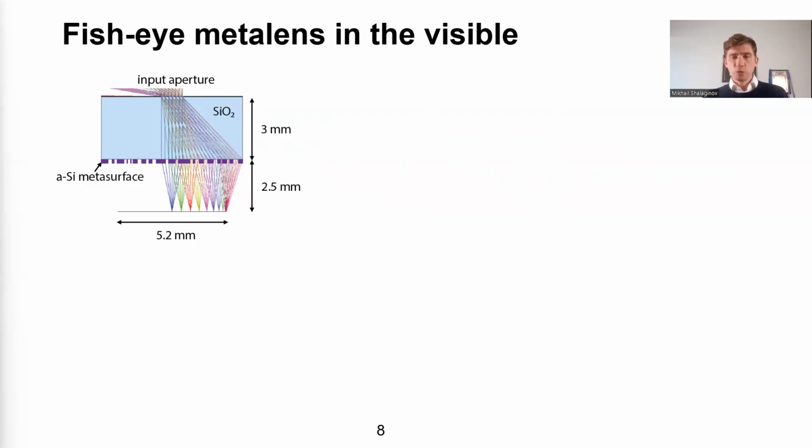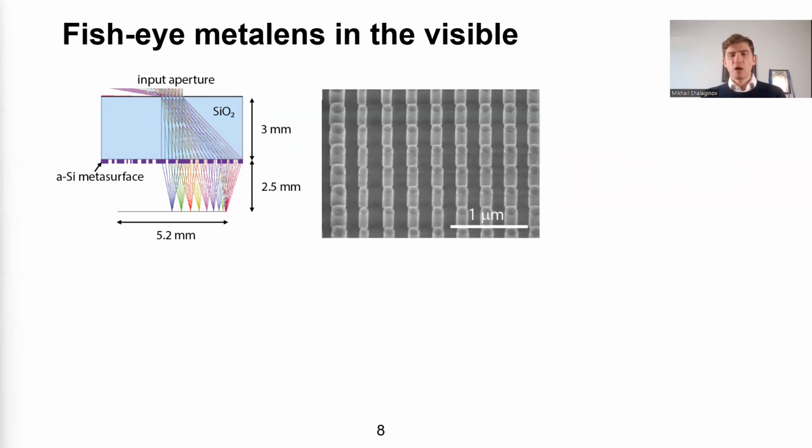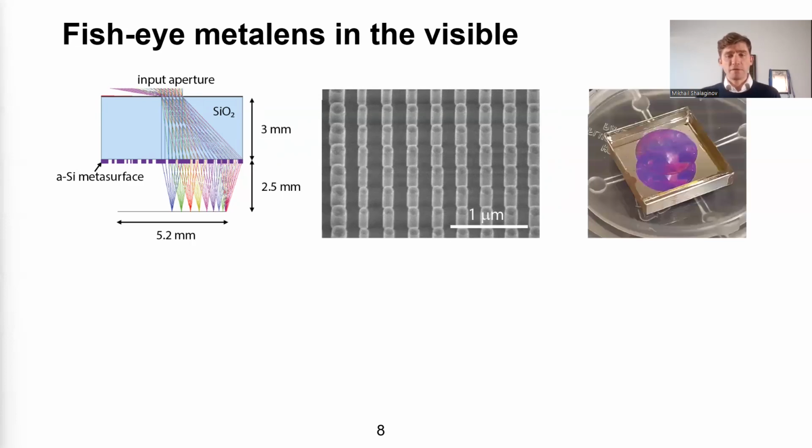Now, if we zoom into the bottom side metasurface, you will see a 2D array of cylindrical nanopillars with a diameter varying from 110 to 170 nanometers to cover the full 2-pi phase delay range. Here is a photograph of the fabricated 1/2-inch fisheye metalens.